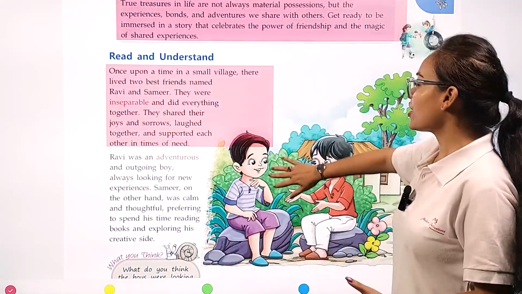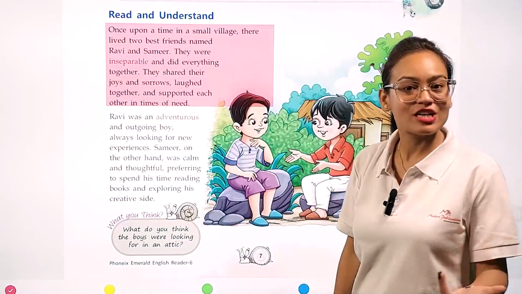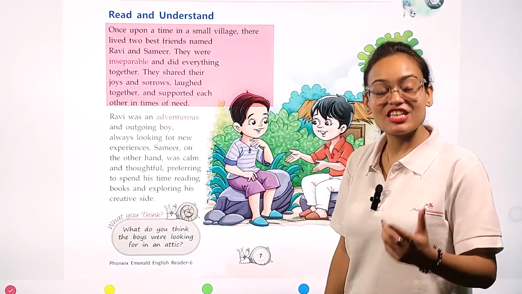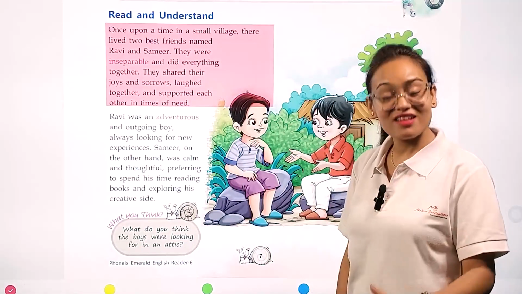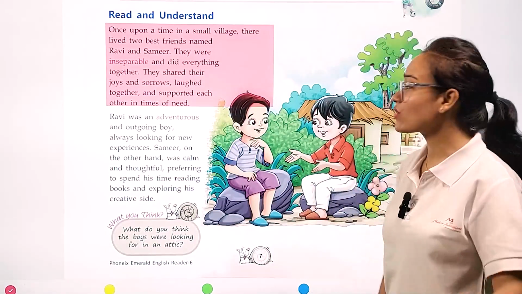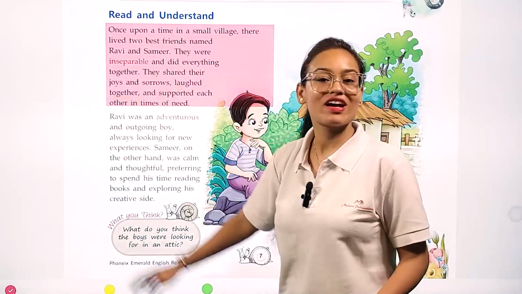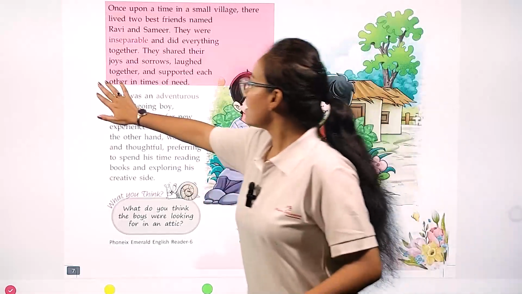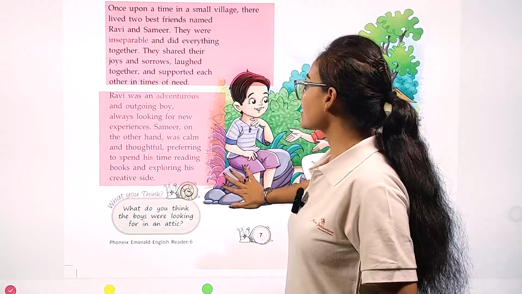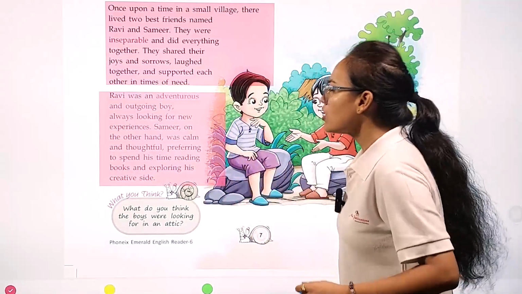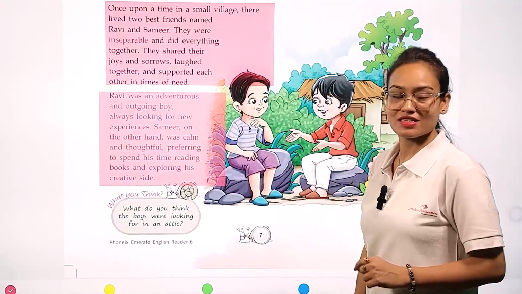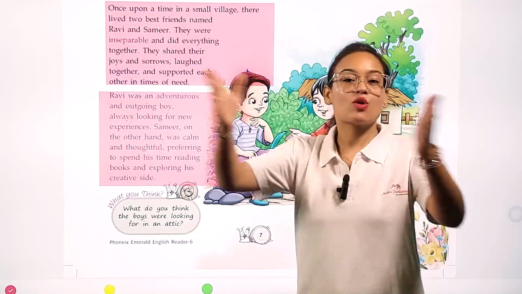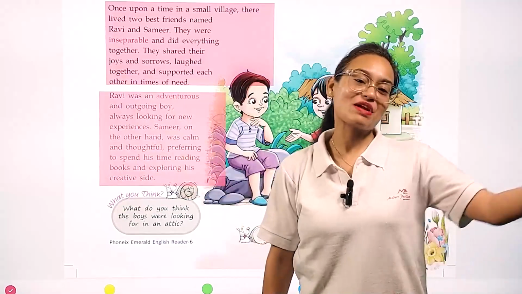So here you can see what kind of relationship Ravi and Samir share. They share their happiness, their sorrow, their sad feelings. All those things they share with each other. Ravi and Samir are best friends, but they are polar opposites. One is the North Pole and the second one is the South Pole.